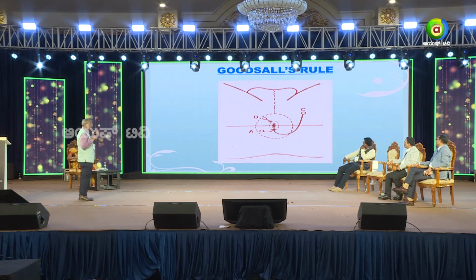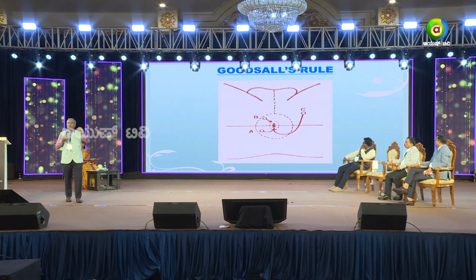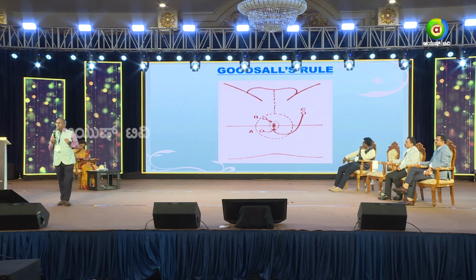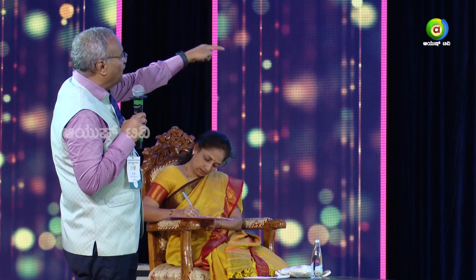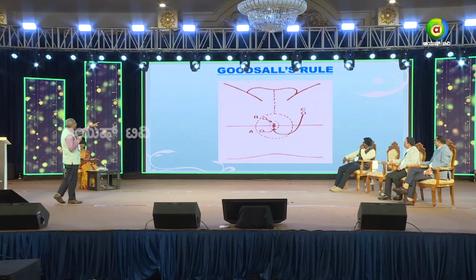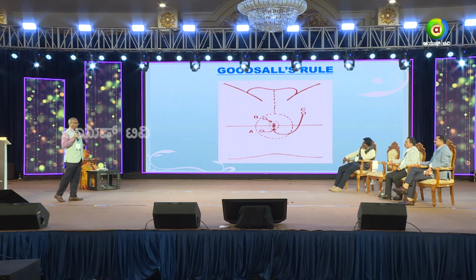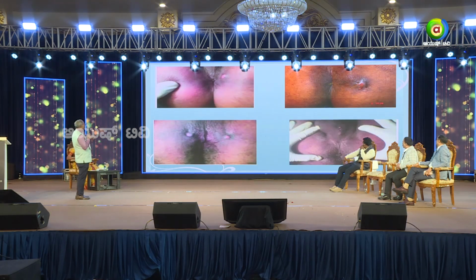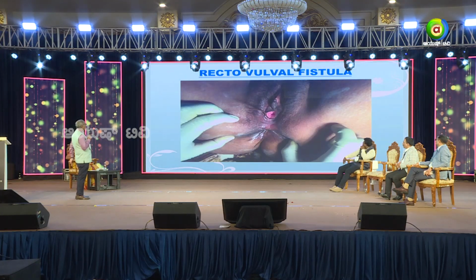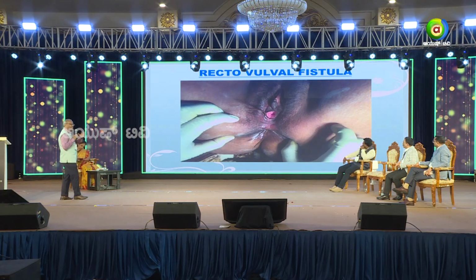We have to follow the good science rules to find out the direction and depth of the fistula tract. Anteriorly, within 2 centimeters, there will be a straight track. Otherwise, posteriorly, a curved track will be there. Next. These are the various pictures of fistula, and pictures where there is an external opening. This is the rectovulval fistula, a very rare case.